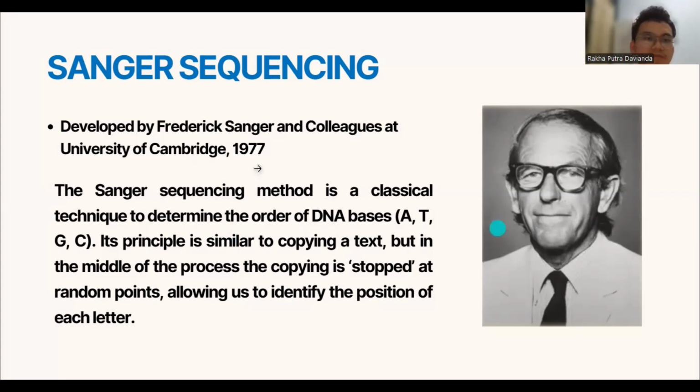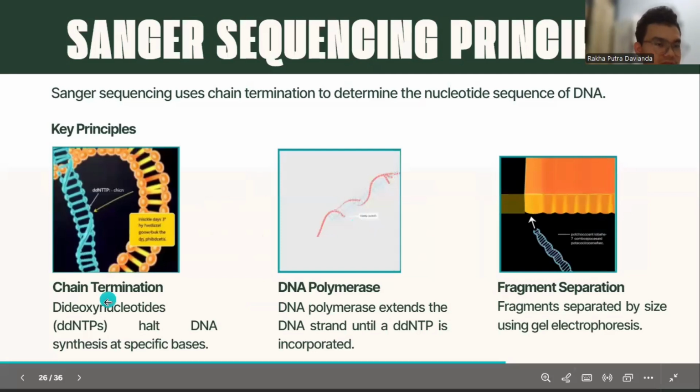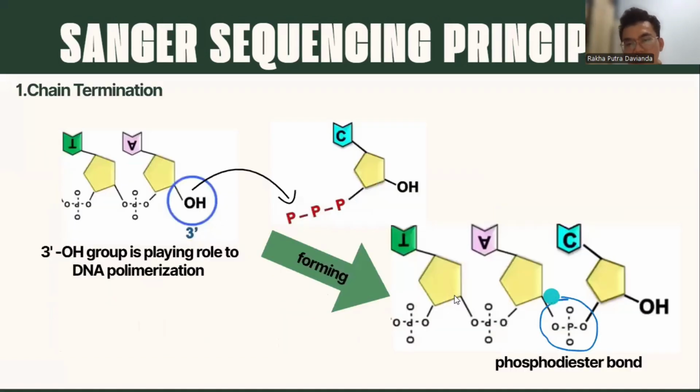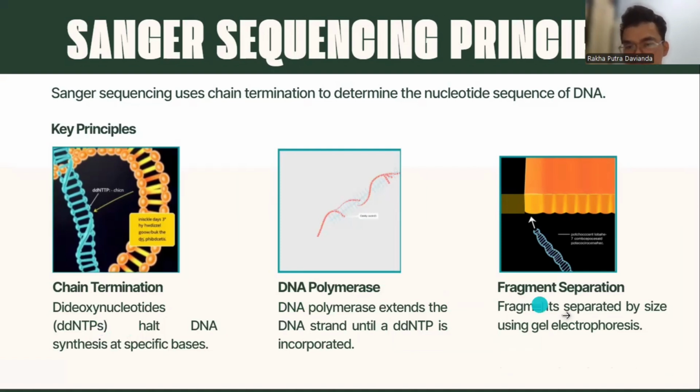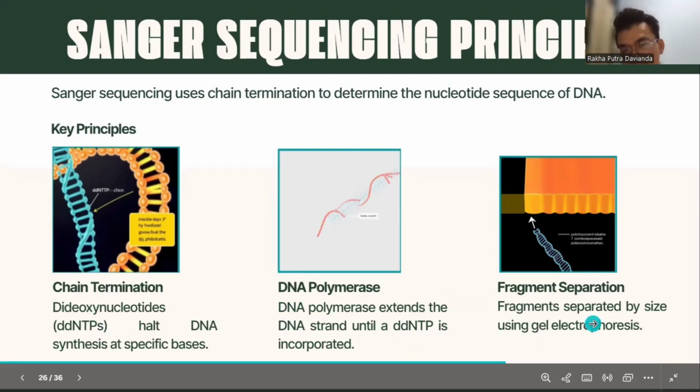The principle of Sanger sequencing has three parts. The first one is chain termination, where the ddNTPs, or dideoxynucleotides, halt DNA synthesis at specific bases. The second one is DNA polymerase, which extends the DNA strand until a ddNTP is incorporated. And the last one is fragment separation, where fragments are separated by size using gel electrophoresis.